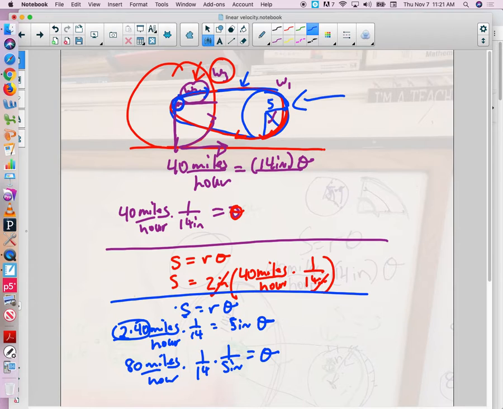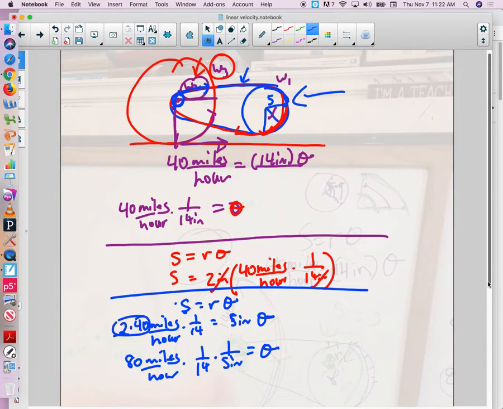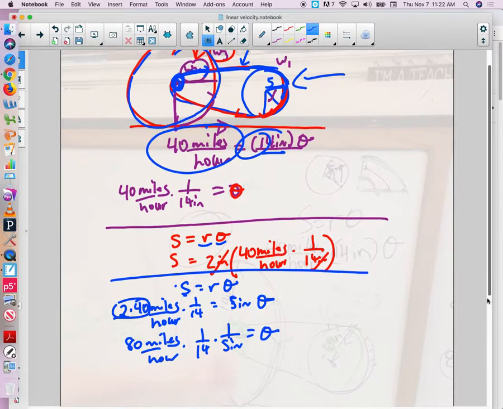Now I can't avoid it. I've got miles and inches and I'm at the end. Notice in wheel 1, I knew S and R. I found theta. I'm sorry, that was what I was calling wheel 3. In wheel 3, I knew it was going 40 miles an hour and I knew its radius. I found theta. That led me to wheel 2, where I knew the radius and theta took me to its S. Now I'm on wheel 1, where I know the radius and I know S, so I just found theta.